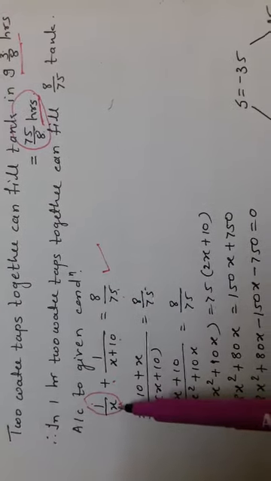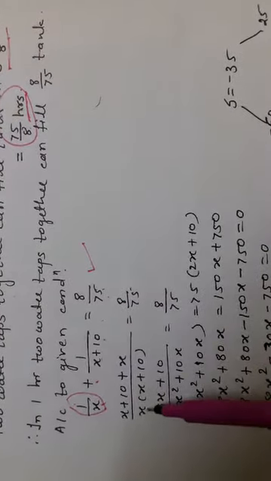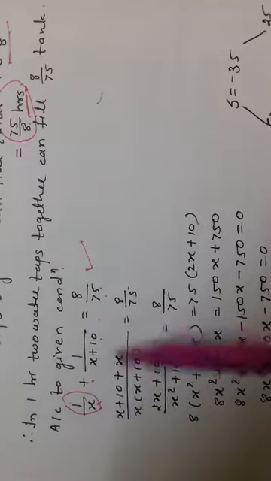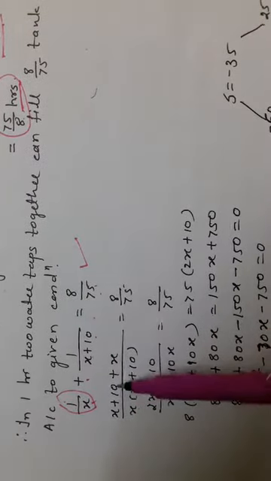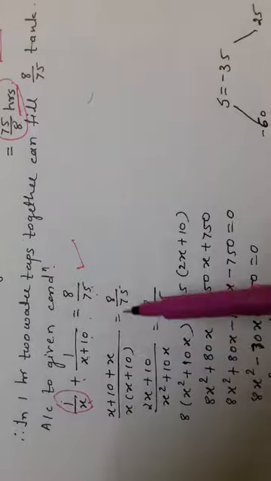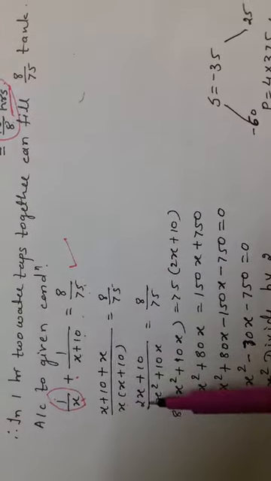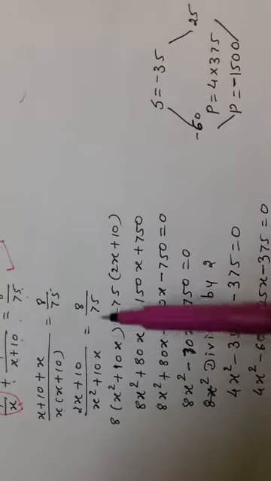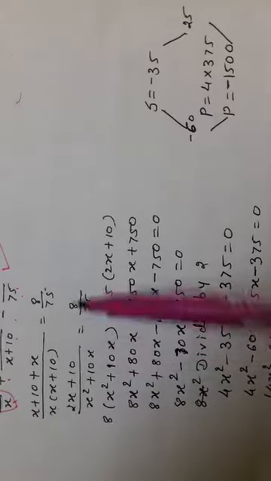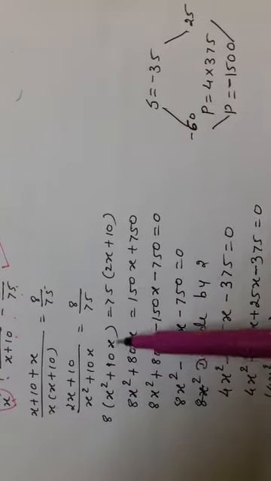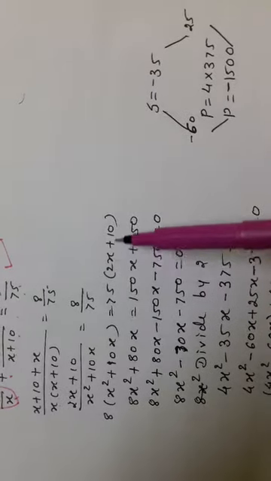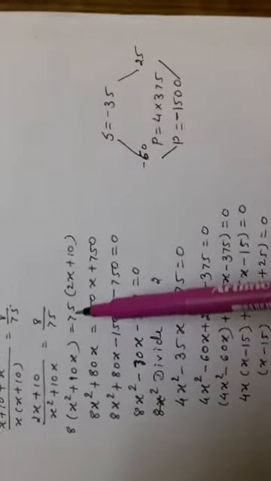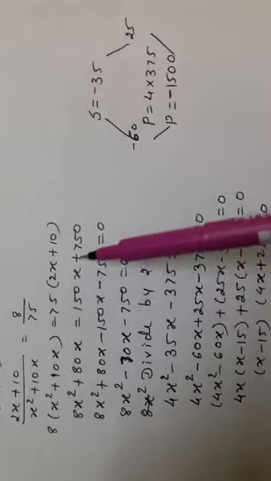Now we will take the LCM of x and x plus 10, that is the multiplication x into x plus 10. So here we do cross multiplication: 1 into x plus 10, and here 1 into x, meaning x plus 10 plus x upon x into x plus 10, which is equal to 8 upon 75. x plus x is 2x plus 10. Here x into x is x square plus 10x, which is equal to 8 upon 75. Can we do cross multiplication? 8 into x square plus 10x is equal to 75 into 2x plus 10. 8 into x square, 8x square plus 80x is equal to 75 into 2x is 150x plus 75 into 10 is 750.